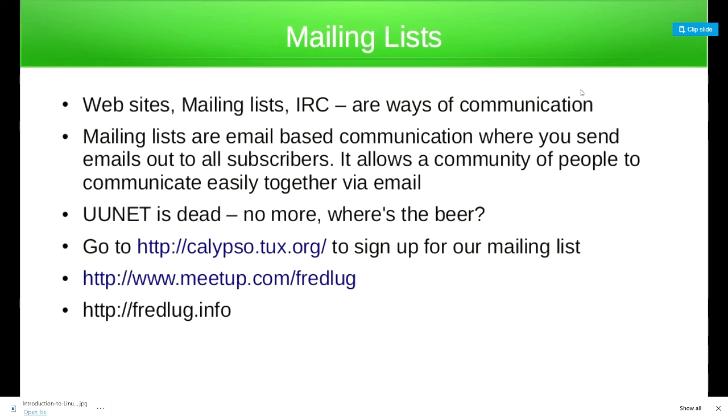The mailing list. Websites, mailing lists, and IRC are ways of communication. Mailing lists are email-based communication where you send emails out to all subscribers. It allows a community of people to communicate easily together via mail. Usenet is dead, no more. These three websites, if you want, you can sign up and check them out.